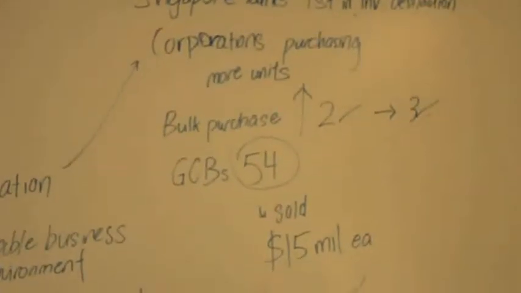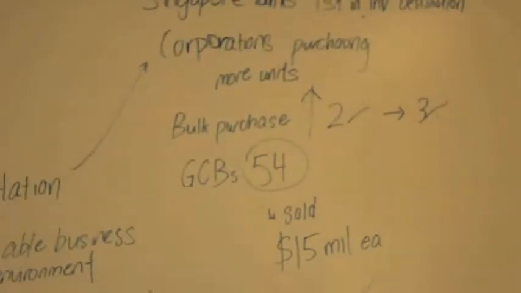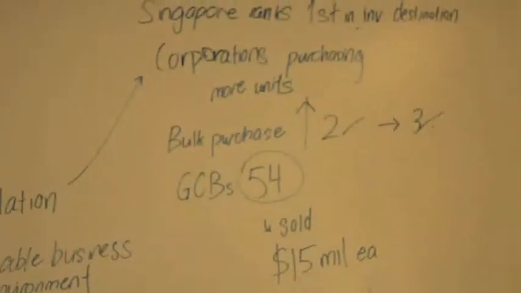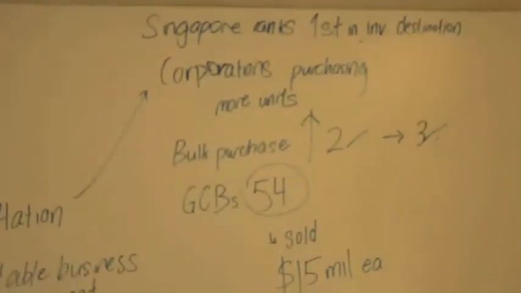Take the good class bungalow for instance. 54 out of the total good class bungalows have already been sold in the first half of the year at a high average price of $15 million apiece.